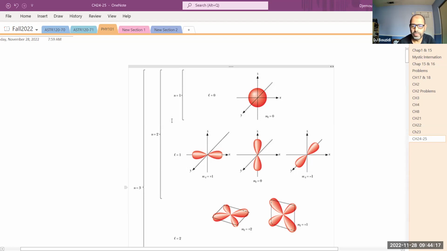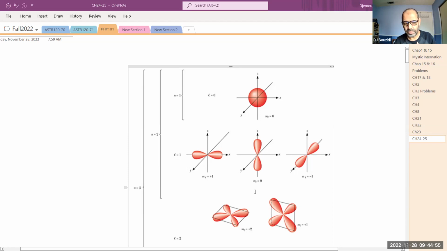For n equals 2, there are two possibilities: either L equals 0 or L equals 1. And remember, you cannot have L equals 2 in this case because it's always n minus 1 at most. So it's 0 or 1. In this case, you have three different ways for L equals 1. They're all L equals 1, by the way, but you can have an ML equal to plus 1, 0, or negative 1. So in other words, the electron could be pointing in the x-axis with this distribution, or in the z-axis, or in the y-axis.